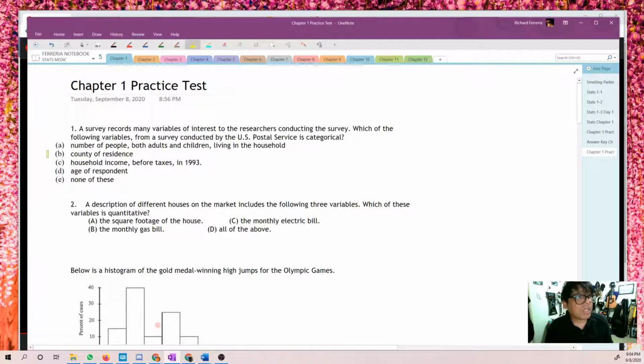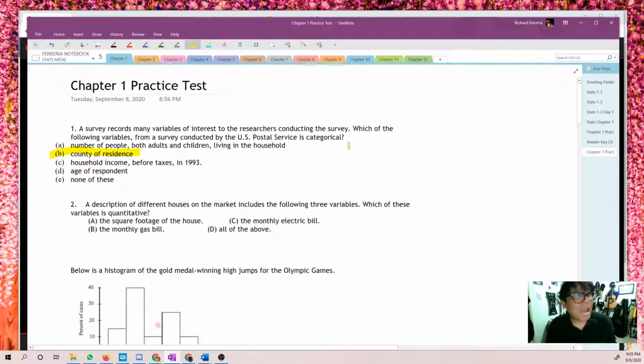Letter B, county of residence. So how would you answer that question? Well, do you live in LA County? Yes, I do. Do you live in Orange County? No, I don't. Do you live in Tulare County? No, I don't. So the answer to the question really is a yes or a no. Or sometimes you might look at it as the answer is going to be, which category do I belong? So that one, letter B, the county of residence, that's a categorical variable.